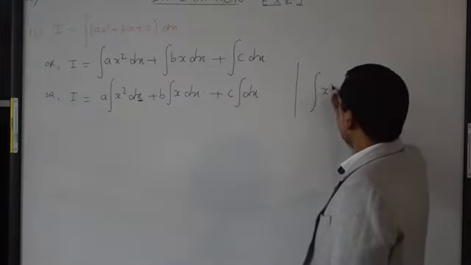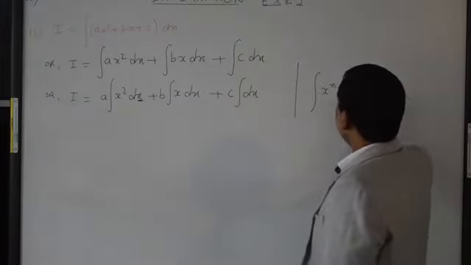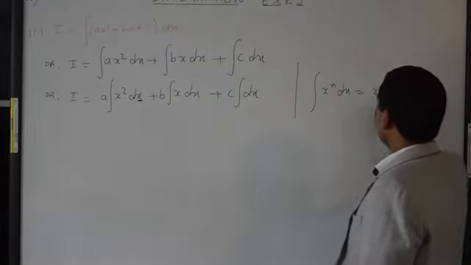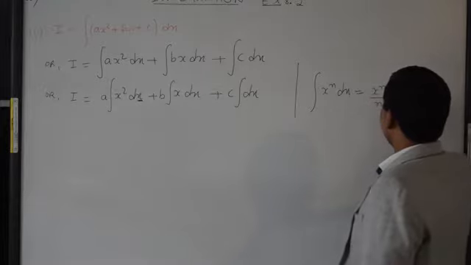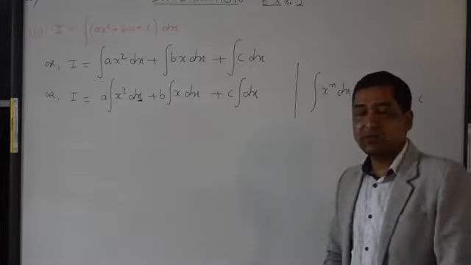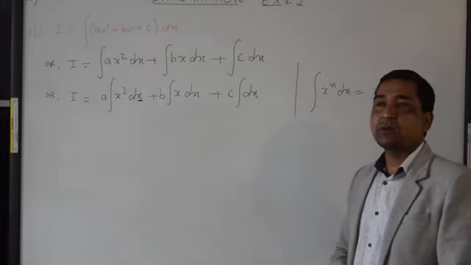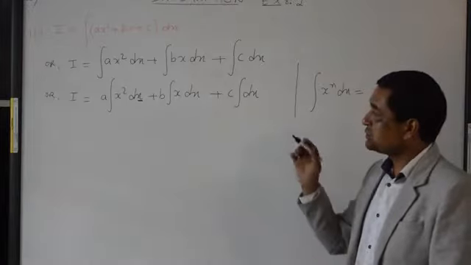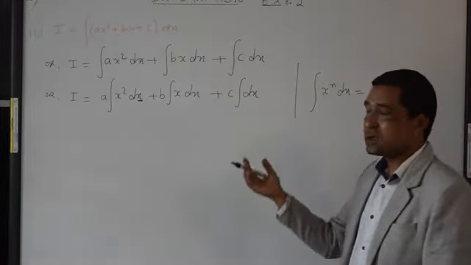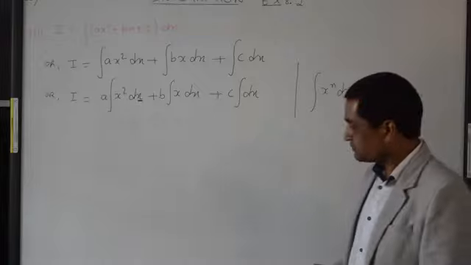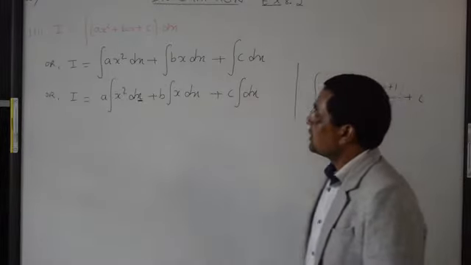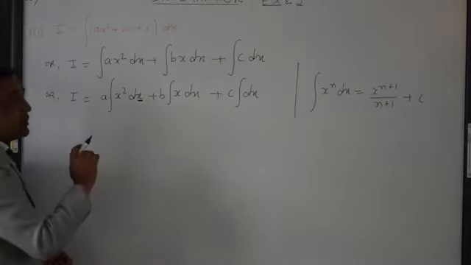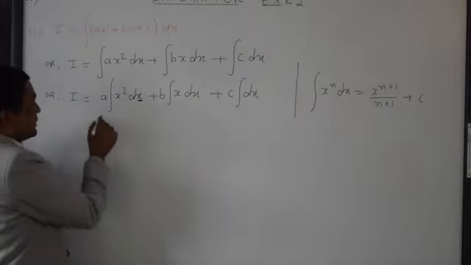The integration of x to the power n dx is x to the power n plus 1 divided by n plus 1, plus c. Now this is very simple. Whatever power is there, just add 1 to that power. Just add 1 to the present power. According to that formula, we will use the same formula here.